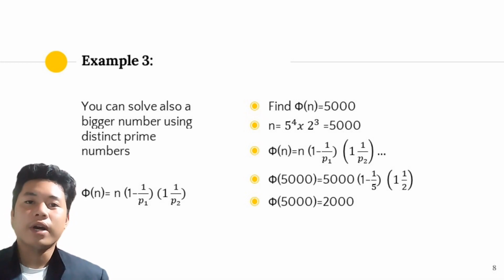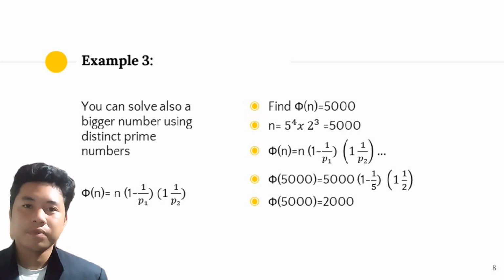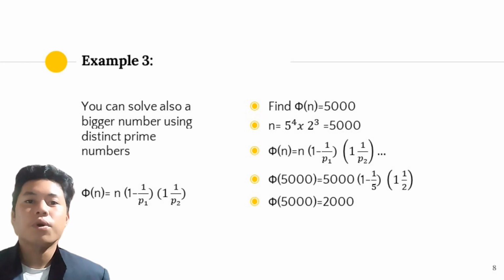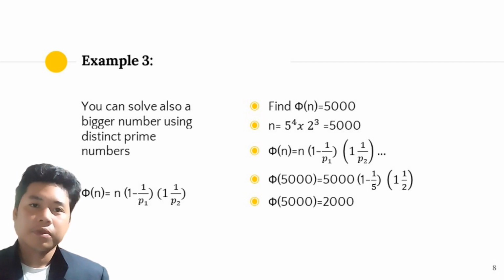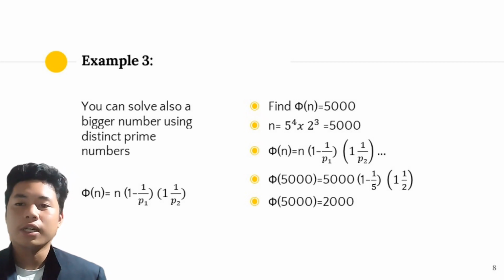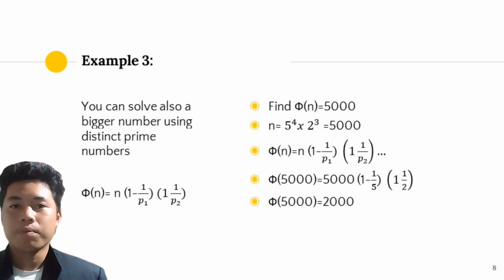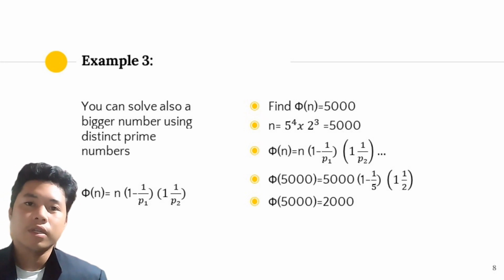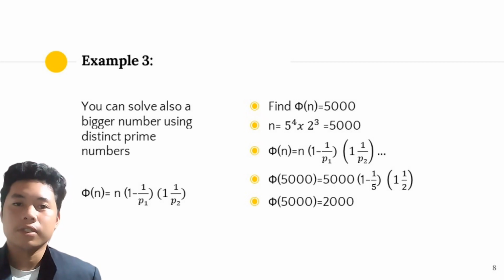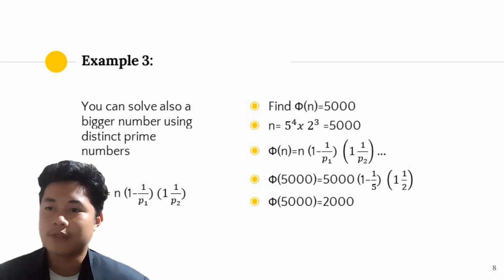So we need to find phi of 5,000. So n is equal to 5 raised to 4 multiplied by 2 raised to 3. It is equal to 5,000. But using this formula, you only put the distinct prime numbers, the 5 and the 2, as the two p's. So phi of n is equal to n multiplied by 1 minus 1 over p1, multiplied by 1 minus 1 over p2. So phi of 5,000 is equal to 2,000.